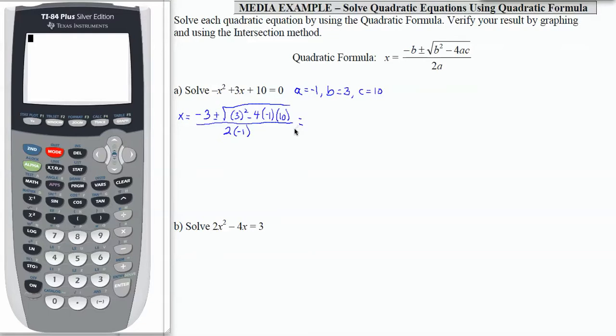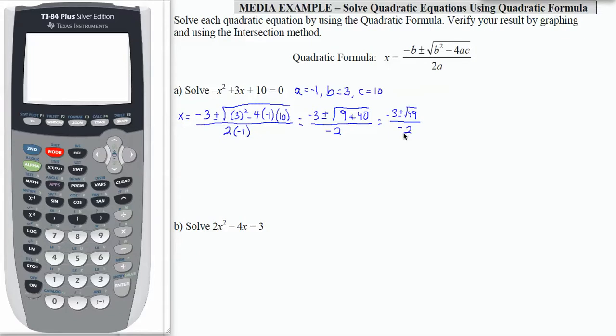Let's simplify each of those parts. We have negative 3 plus or minus square root 9, so 3 squared is 9. Negative times a negative is a positive. 4 times 10 is 40, divided by negative 2. So notice that my fraction bar goes all the way across. It needs to go underneath this first number as well. If we combine here, we get negative 3 plus or minus the square root of 49 divided by negative 2.